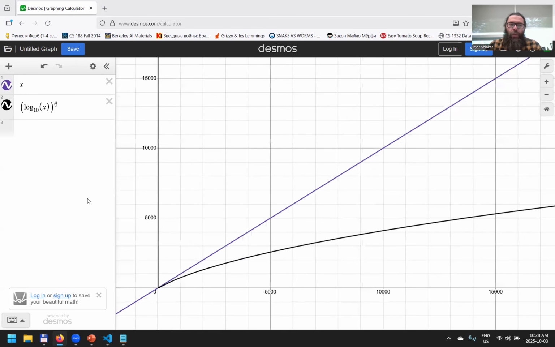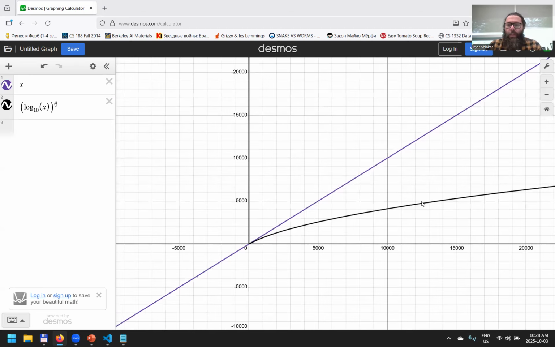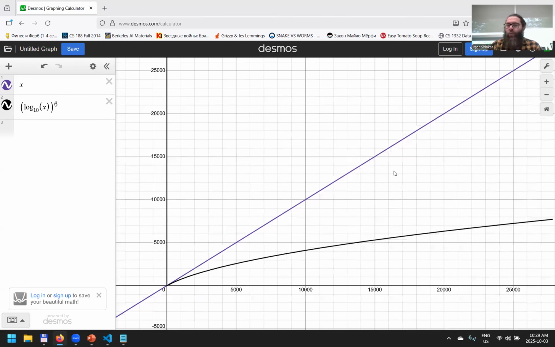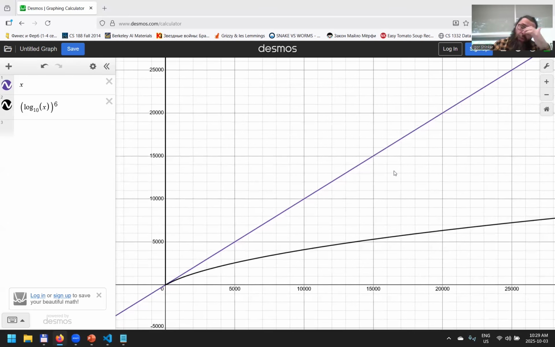If we take x to be large enough, then we'll see that even any power of log grows slower than simply x. And if that's your thing, try to prove it formally, like compute derivatives and stuff like that, if you would like to do that.